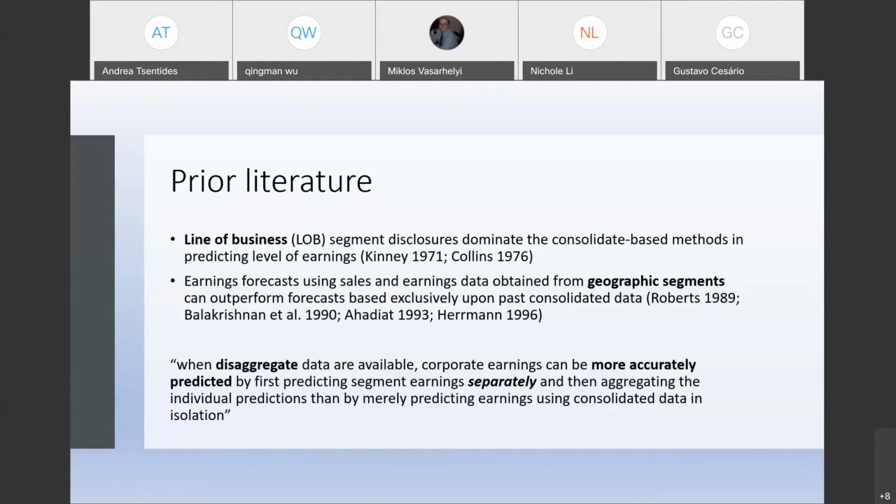In other words, the conclusion of the prior literature was that when disaggregate data are available, corporate earnings can be more accurately predicted by first predicting segment earnings separately and then aggregating the individual predictions than by looking at the earnings on a consolidated level.